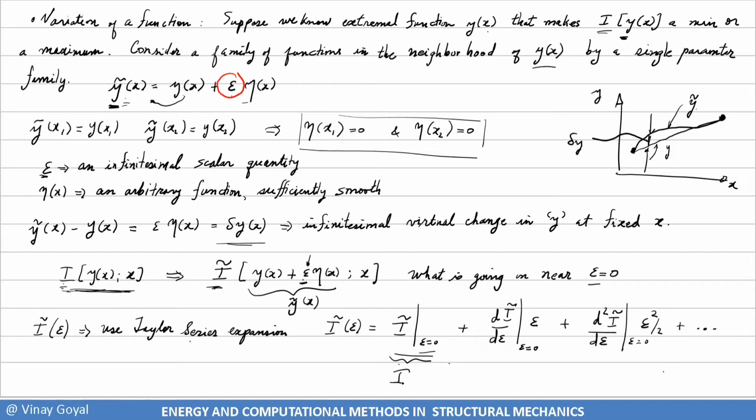I'm going to call this I1, and that's I2. I'm going to call this whole thing del I, the first variation of I, and this whole thing the second variation of I. You're going to see that later. Hopefully that's very clear so far.